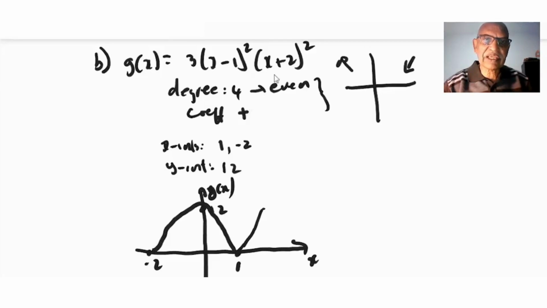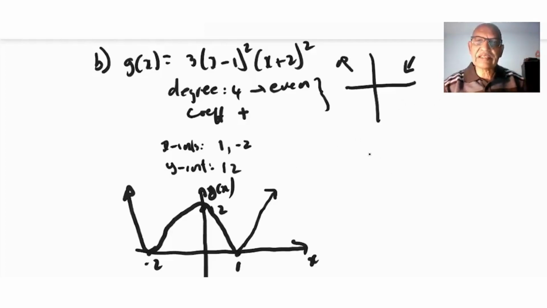At minus 2 again, x plus 2 squared is a parabola. So it bounces back. It bounces back because it's a parabola with double roots, x plus 2 squared.